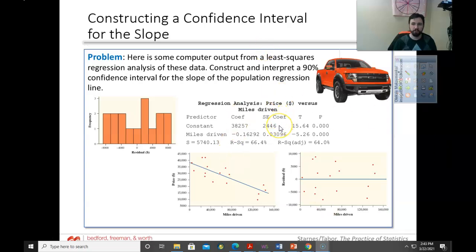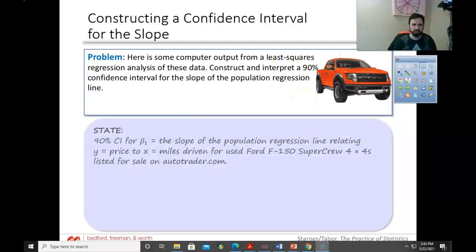We're going to state, plan, do this beast. Alright, look at this. Pause it if you need to. So first we're going to state. So what are we finding? A 90% confidence interval for the slope of the population regression line for price to miles driven of a super crew. Okay?